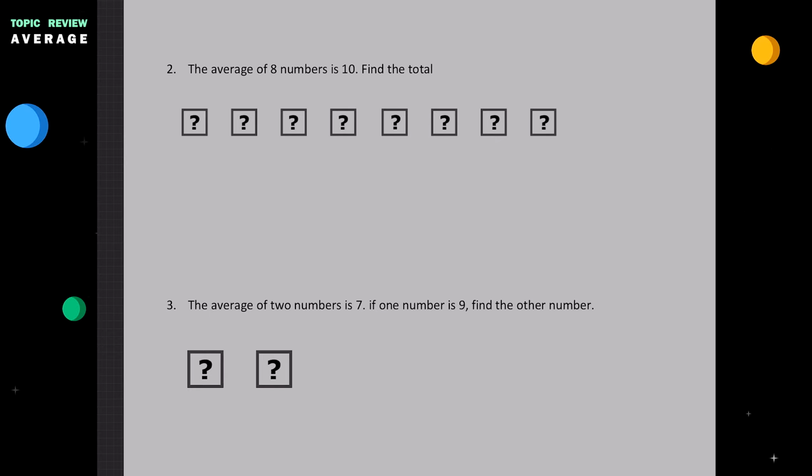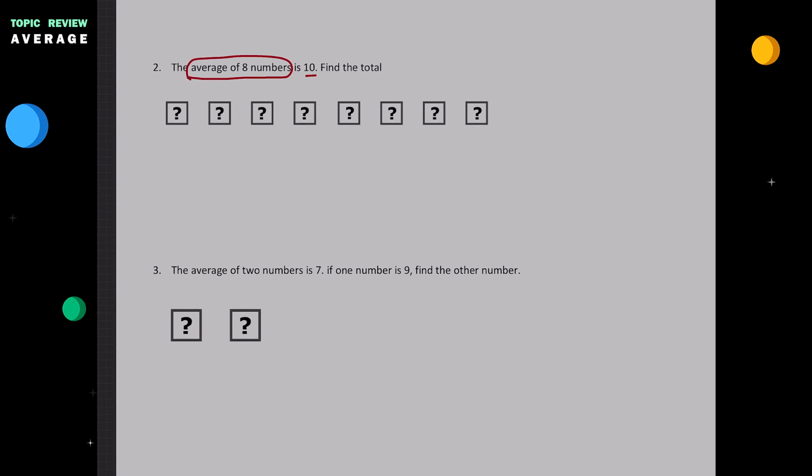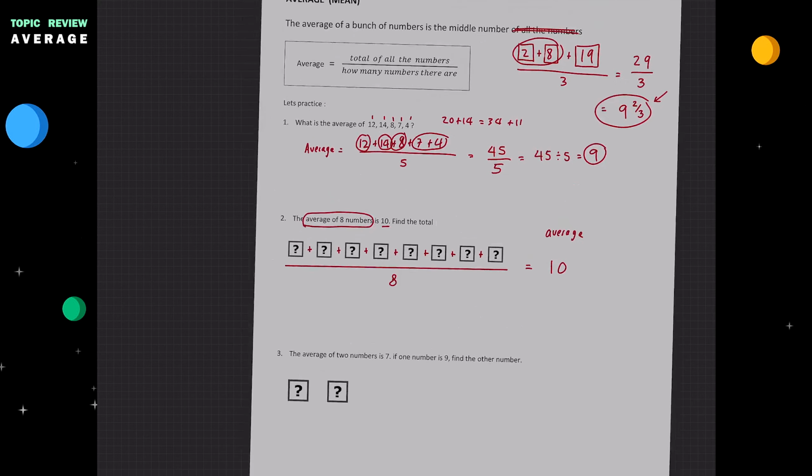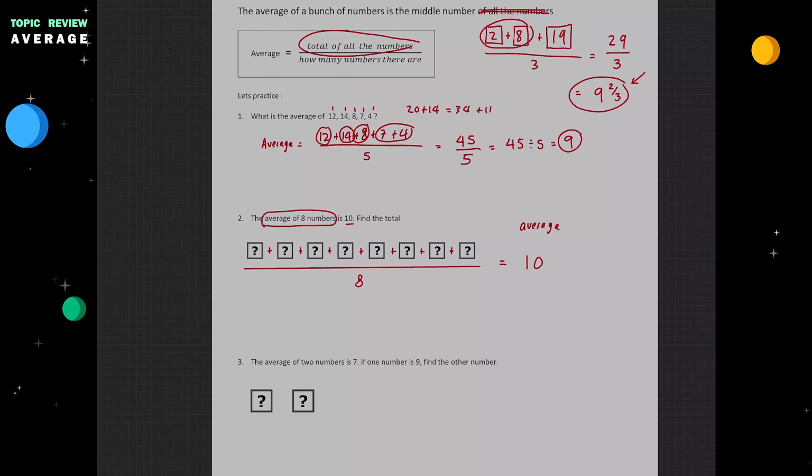So let's just pretend we have 8 numbers. Those are your 8 boxes. Because it says the average of the 8 numbers is 10, that means after we find the average, it's going to equal 10. But how do you find the average? Well, to find the average of these 8 numbers, we add the 8 numbers up, and then we divide by 8, because there's 8 numbers. That's how we find the average. You find a total, then you divide it by how many numbers there are.